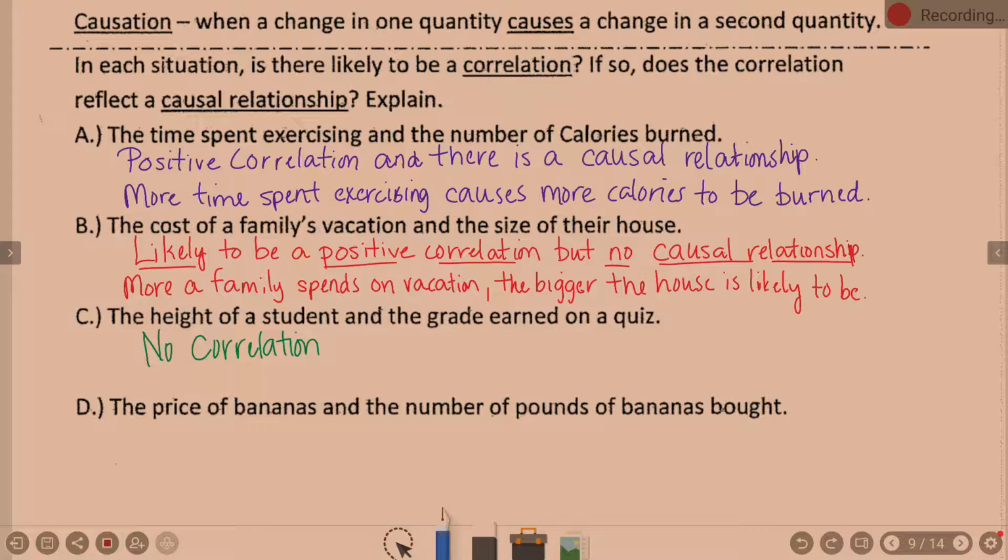Less, because as the price of something goes up, if something was $5 last week and it's $10 this week, like gas, when it's $2 a gallon versus $4 a gallon, as that price increases, you're likely to buy less. Same thing with the price of bananas. So if I've got price increasing and the number of pounds bought decreasing, this is a negative correlation. Is it causal? Does the price of bananas cause a change in the number of pounds of bananas bought? It is. The higher price causes less bananas to be bought. So I'm going to say negative correlation, and there is a causal relationship.